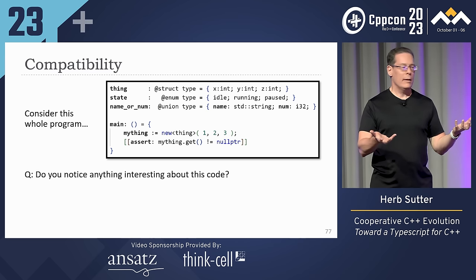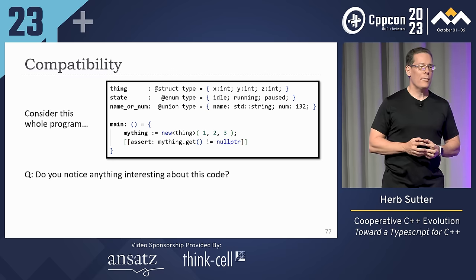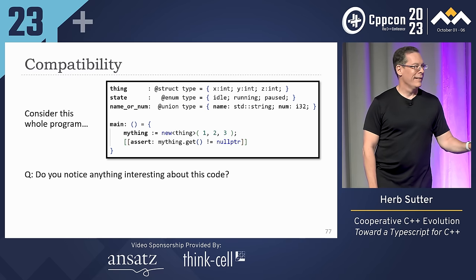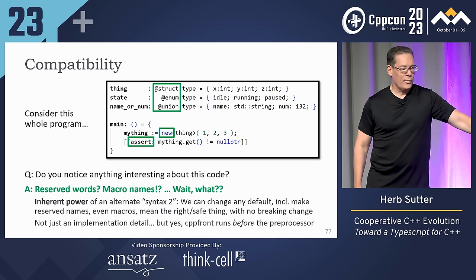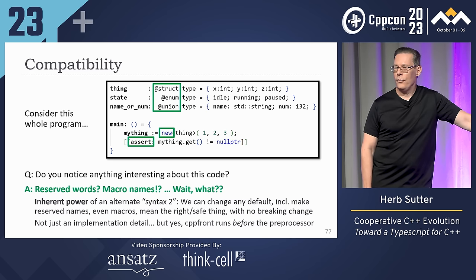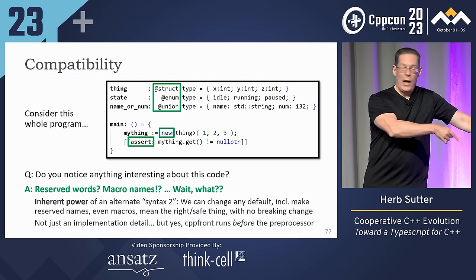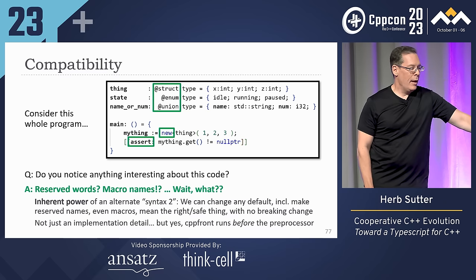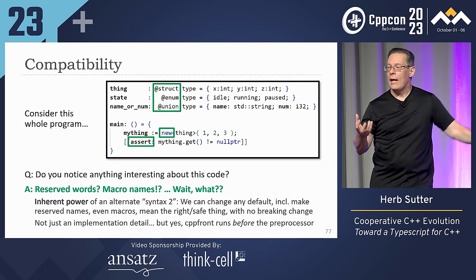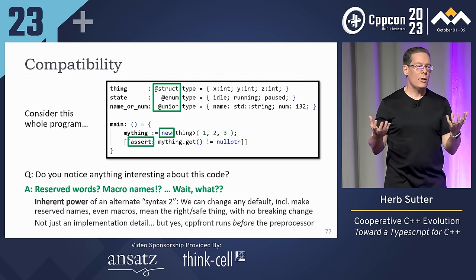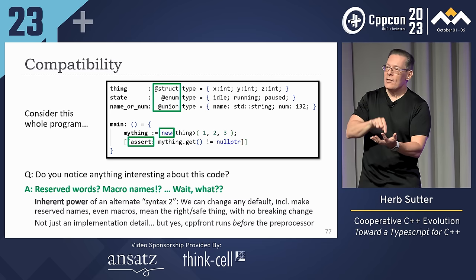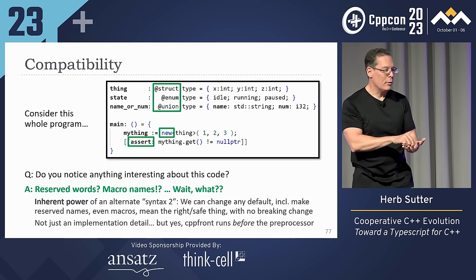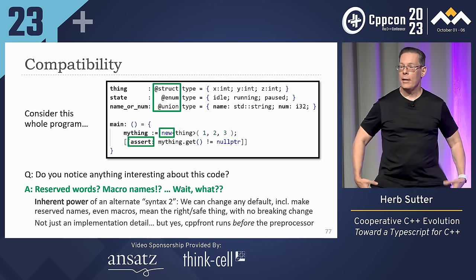So now consider this whole program in Cpp2. Notice anything interesting about the code? Shout it out. At sign and what's after it? There's all sorts of reserved keywords here that C++ today reserves. There's that assert macro. So I'm actually using the SG1 syntax that they can't use. I'm following what they did, and I'm using that syntax because I can. This is the inherent power of having an alternative syntax: you get to make any breaking changes you want, including you get to make existing names mean the right and safe thing. You get to fix mistakes. You get to make names mean what you think they should and not have to worry about a breaking change.